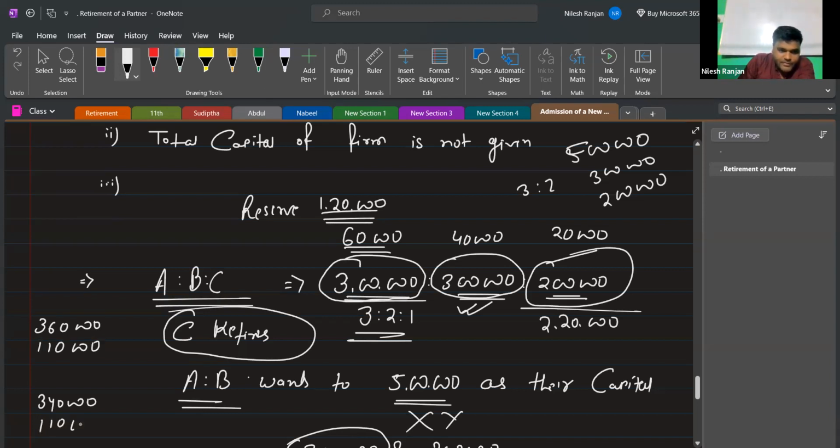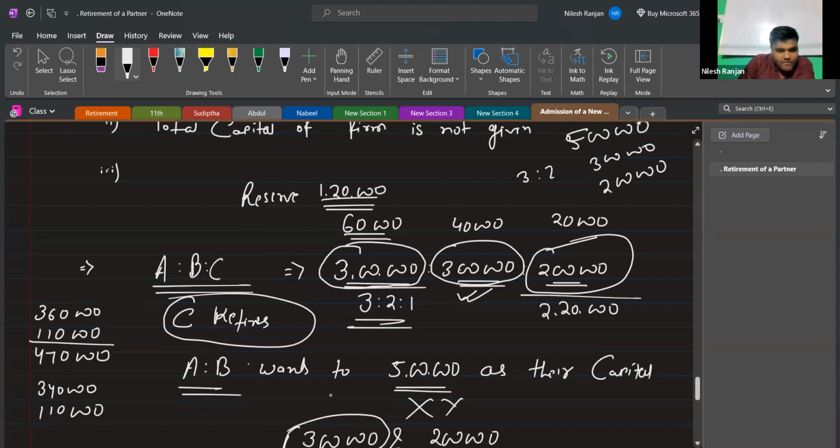So what will be their new capital? 4,70,000 and 4,50,000. Is this in the profit sharing ratio of 3:2? No. So this answer is incorrect.